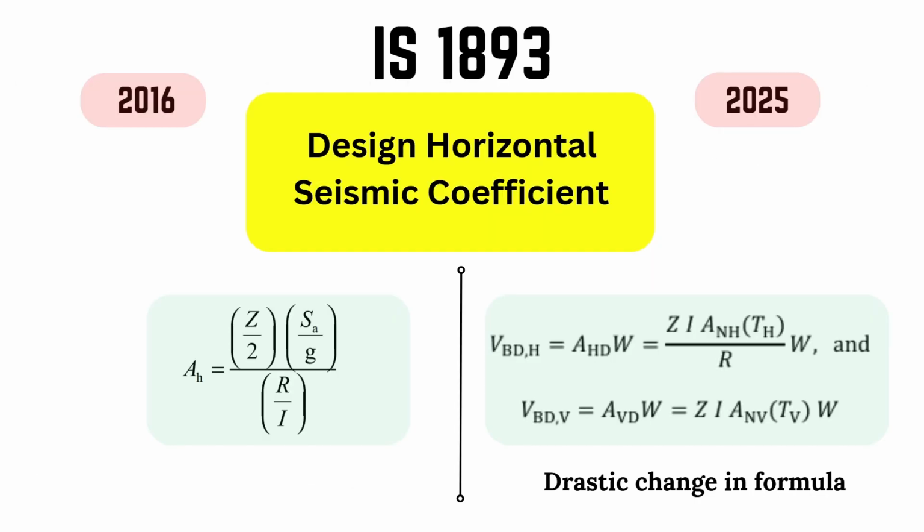For calculation of design horizontal seismic coefficient, previously the formula was Z by 2 into Sa by g upon R upon I. Now the formula is revised and much more complicated. The design base shear in the horizontal direction is calculated as VBDH equals Z into I into ANH TH upon R into W. This is the formula for the horizontal direction, and for the base shear in the vertical direction, VBDV is equal to Z into I into AN with TV into W. For design base shear in the vertical direction, R, the response reduction factor, is completely ignored, so in the horizontal direction R is considered and in the vertical direction R is not considered.